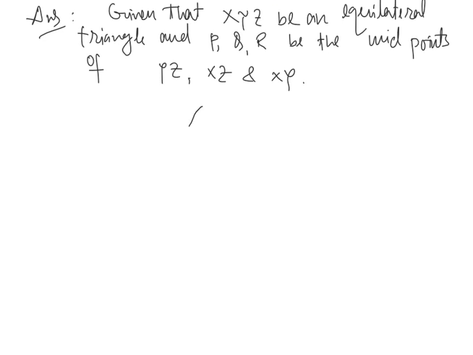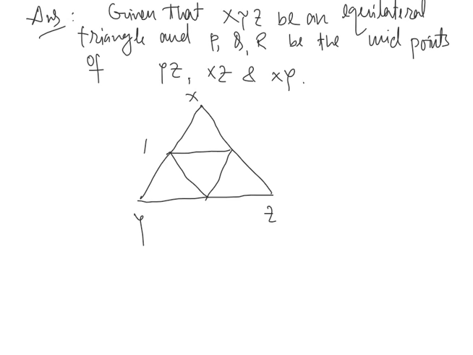So if we draw an equilateral triangle in a picture, then it looks like this. Though I draw it by hand, therefore it does not seem to be an equilateral triangle, but for the sake of this solution, we assume that this is an equilateral triangle, and these are the points P, Q, R, which are the midpoints of YZ, XZ and XY respectively. Therefore, the triangle PQR is this.